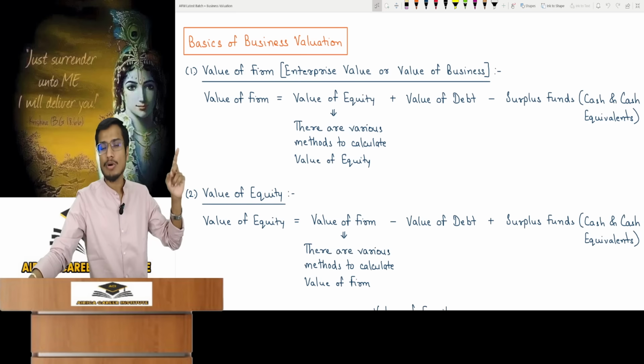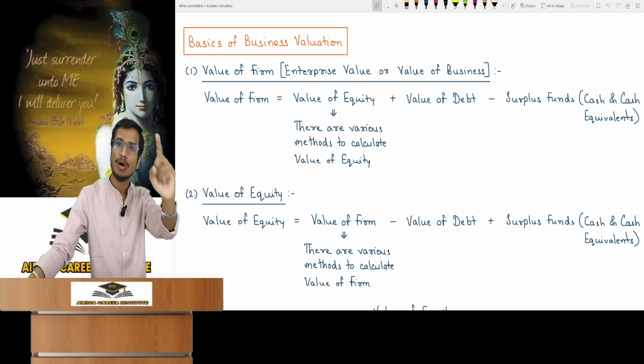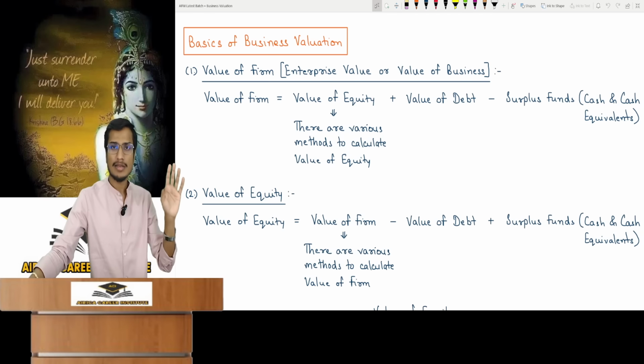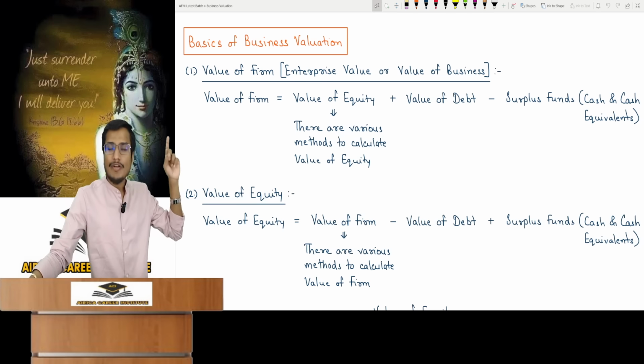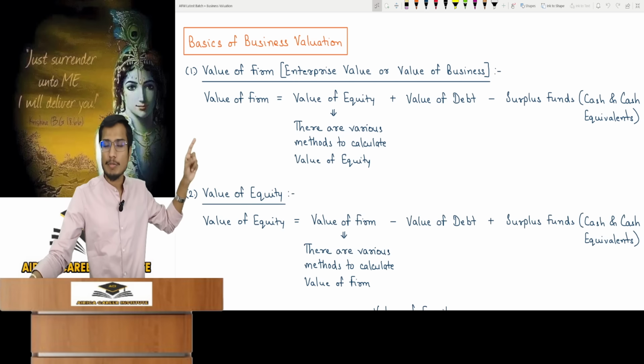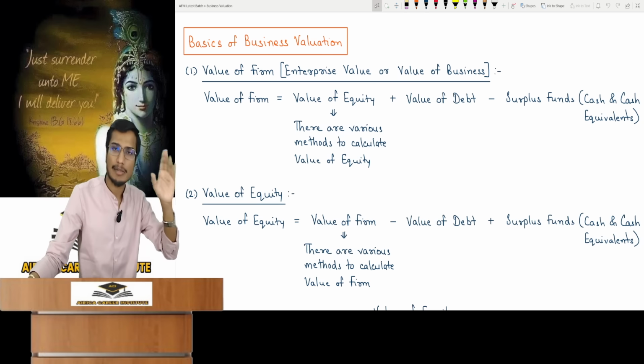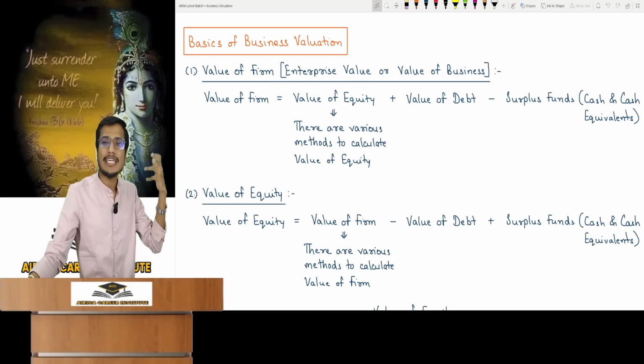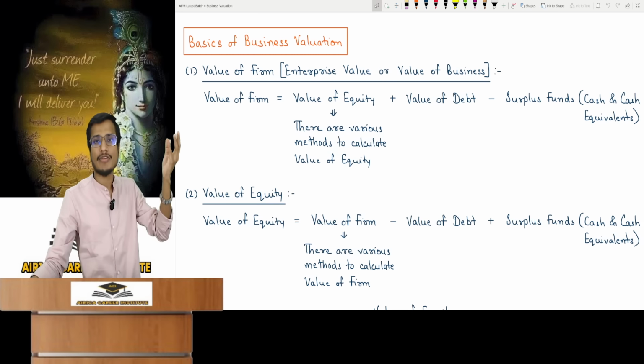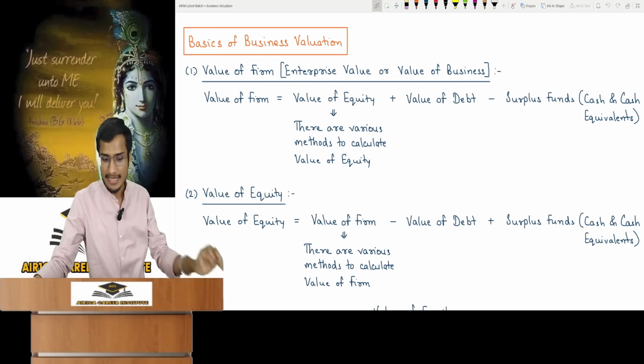If this isn't clear, you will never understand the chapter, because it's a point no one else is teaching. I wanted to tell this. The value of the firm, also called enterprise or business value, is equity plus debt minus surplus. For equity valuation, various methods will be applied, and then putting into this equation, you will get the firm's value.